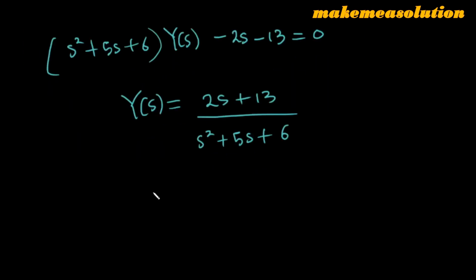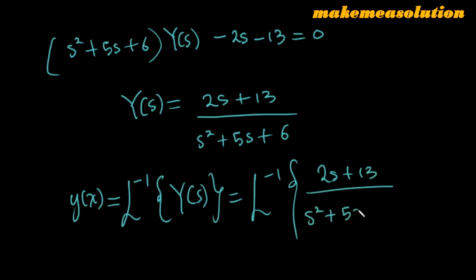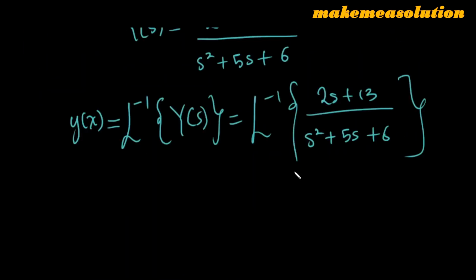So if you want to find the original y of x, that's the equation of the displacement, your y of x can be gotten by taking the inverse Laplace transform of Y of s, which is the inverse Laplace transform of 2s plus 13 divided by s squared plus 5s plus 6. Okay, so we are going to focus on getting the inverse Laplace transform of this particular partial fraction over here.